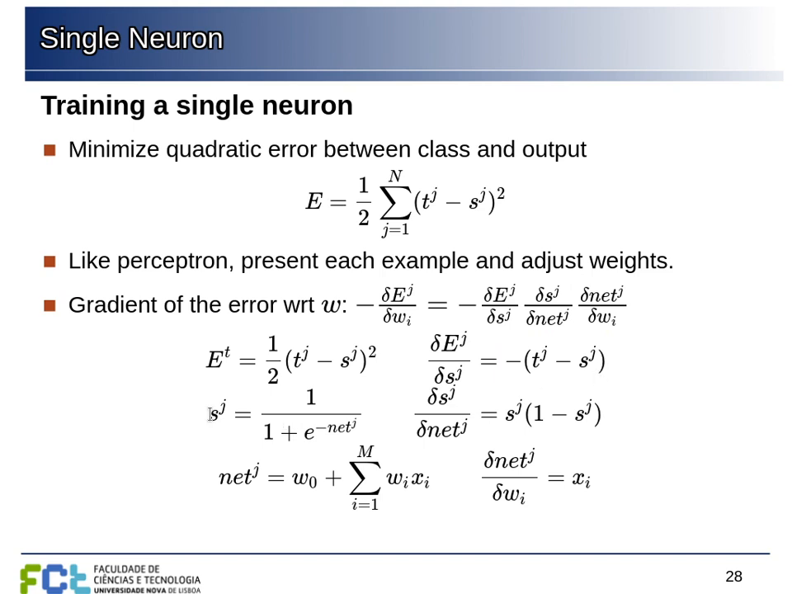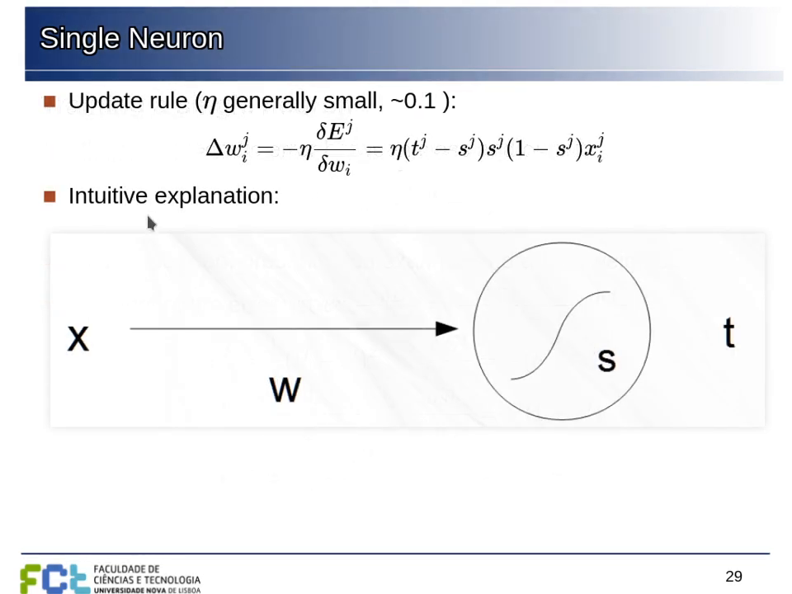Then the derivative of the output of the neuron, which is the output of this activation function, with respect to the weighted sum of the inputs that we feed into this sigmoid activation function. So this is the derivative for this sigmoid function. And then we have the derivative of this weighted sum with respect to one particular weight, and this is just the input that is multiplying by the weight.